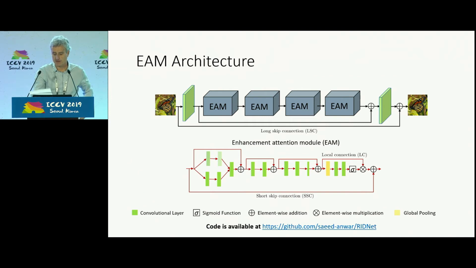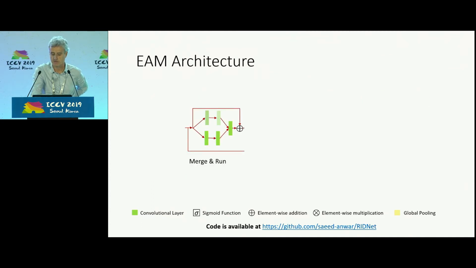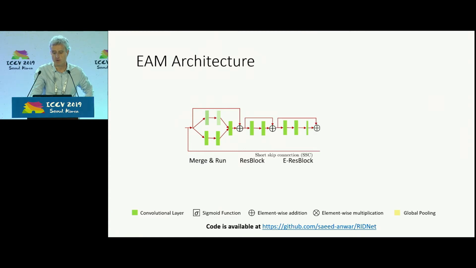So within each of the enhancement attention modules, we have 4 parts. The first part of this is a merge-and-run step that branches features through 2 dilated convolutions in each branch, giving parallel multi-resolution paths for a feature pyramid. These are then rejoined with a concatenation and a convolution. This is then followed by a residual block with 2 convolutions to learn the features. Next is an enhanced residual block with 3 convolutions, including a 1-by-1 bottleneck. Finally, a feature attention block weighs the important features.